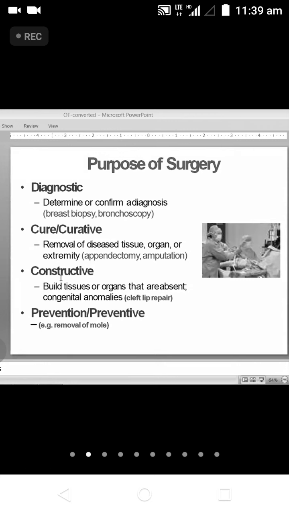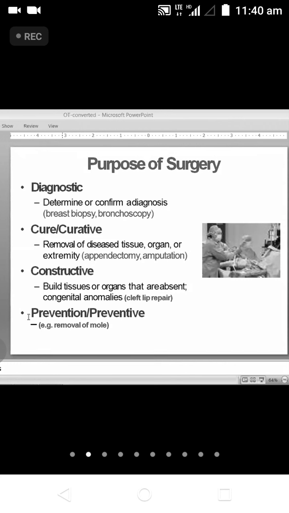The third purpose is for constructive. You can build the tissues or organs that are absent or have congenital anomalies. Example is cleft lip repair or cleft palate repairs. To bring back the function of the organs or the tissues to normal, you go for these constructive surgeries. So this is the third purpose.